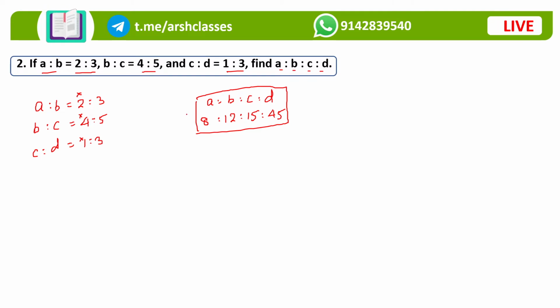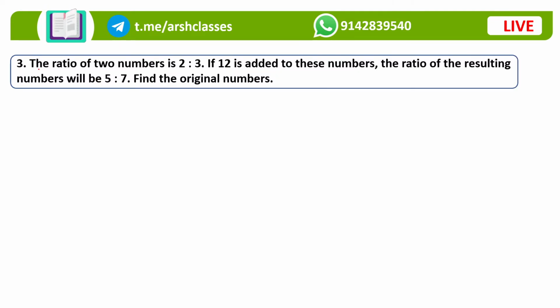Let's move on to the next one, that is the third. The ratio of two numbers is 2 is to 3, okay? If 12 is added to these numbers, the ratio of the resulting numbers will be 5 is to 6. The ratio of the two numbers is 2 is to 3, so can we say 2x upon 3x, right? The question says that if 12 is added to these numbers, that means if you add 12 in the numerator part and if you add 12 to the denominator part also, then you will get 5 by 6.